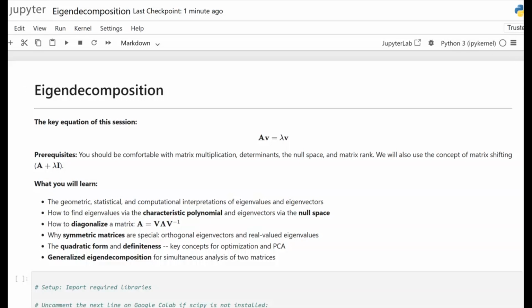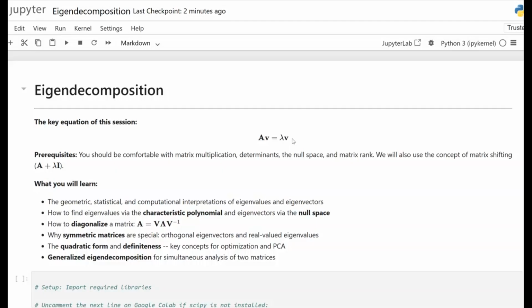And yes, dear friends, here it is, a simple looking equation: A multiplied by V equals lambda multiplied by V. It looks small, but this single equation powers principal component analysis, noise reduction, data compression, graph analysis, dynamical systems, and, of course, a lot and lot more.